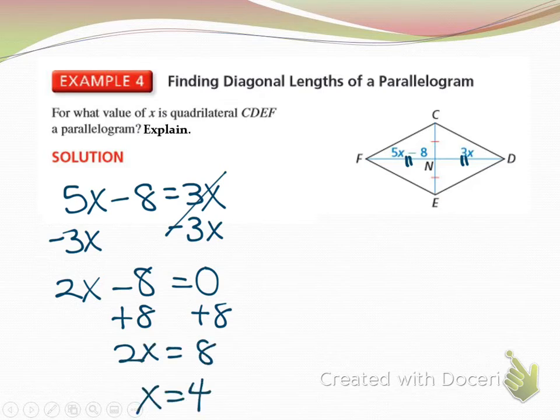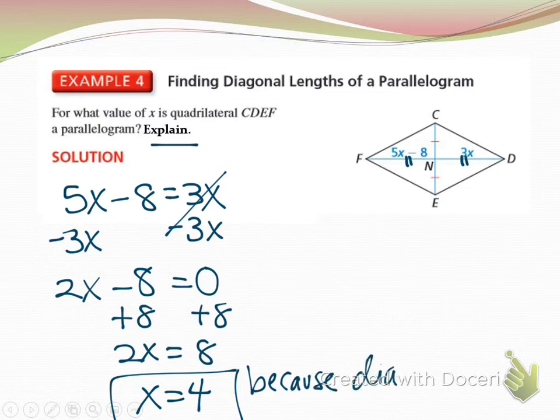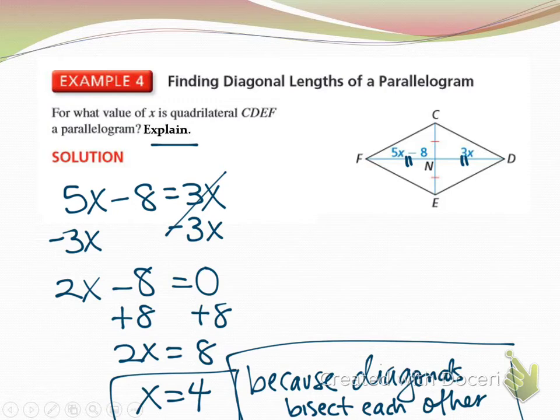And then it does say explain. So our explanation is, why did we set them equal? Because, don't overthink it. Because diagonals what? Bisect each other. So remember, finish the thought. Because diagonals bisect each other. Or you could say because the diagonals cut in half. You don't have to regurgitate the exact theorem.